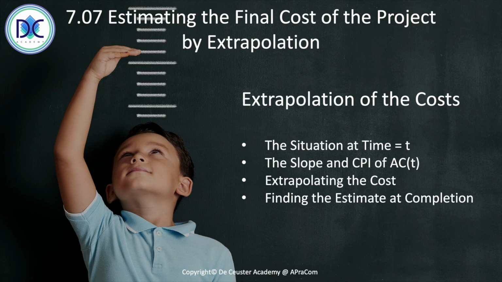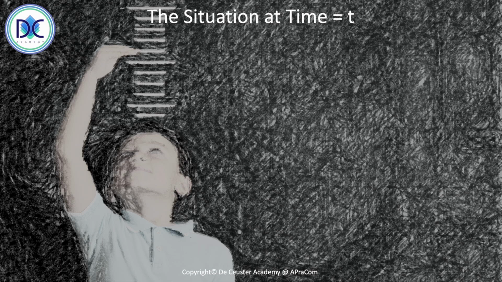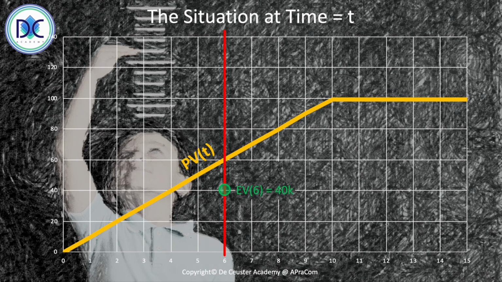So this is only one estimate at completion. We will find other estimates at completion later on in these videos. So let's have a look at the situation at time t. At time t, in our case, it's period 6. We already know that we had the earned value of period 6, which is 40. The planned value is 60. And we have an actual cost at period 6, which is 55k.